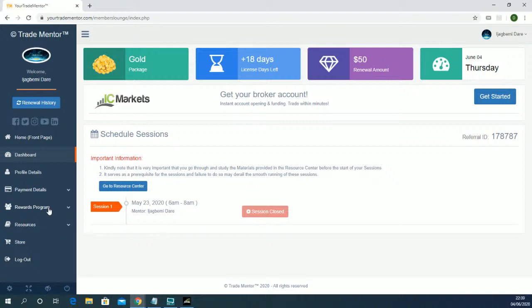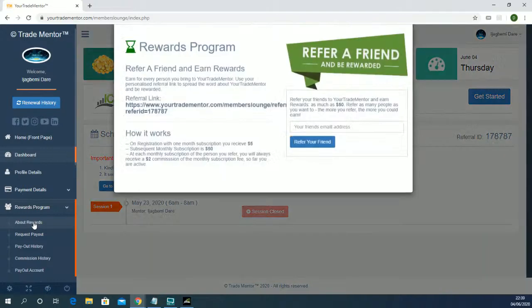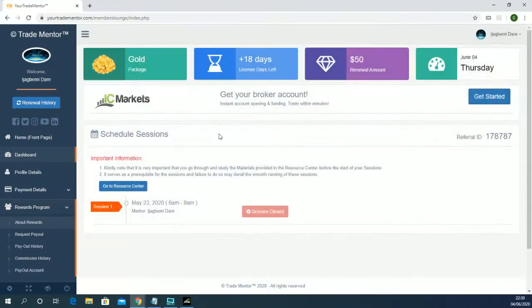Then it has what is called a reward program as well. The reward program is, if you refer a friend, you can actually also make money by referring a friend. You get paid for each friend that you refer. You can put the name of your friend here and refer them, and then you get paid for that. From what you get paid, you can use that to pay for your renewal fee, or you can use that to just collect it as cash. So it's up to you.